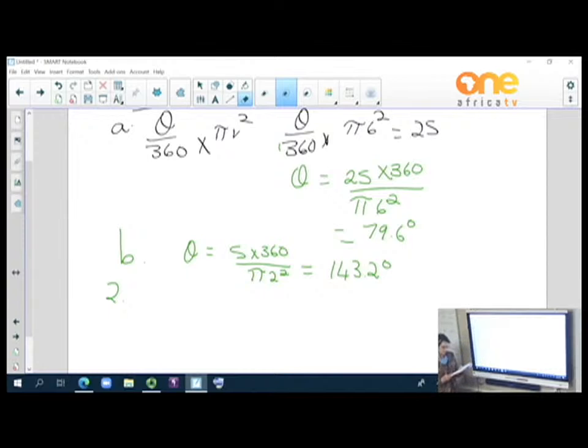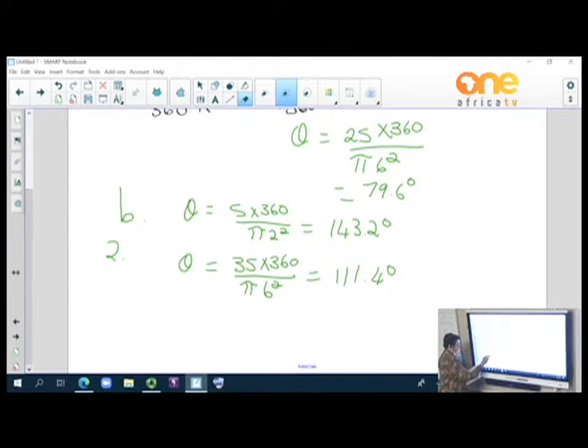Okay, now we're at question 2. In the figure, O is the center of the circle, radius 6, find the area of the sector. No, they tell you the area of the sector is that, find the angle. So it's what we did now here. Theta is equal to, what is the area? It is 35. You times with 360, and we divide by pi radius squared, which is 6 squared. So what is theta in this case? Janu, 1 decimal place for angles. 1 decimal place. This is what we need to practice now here.